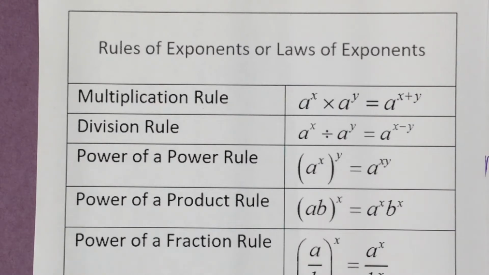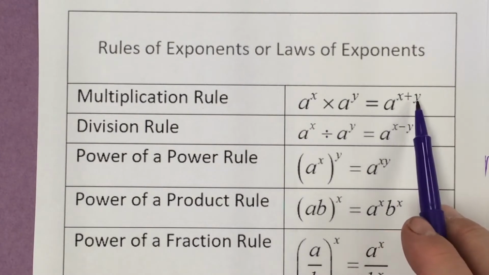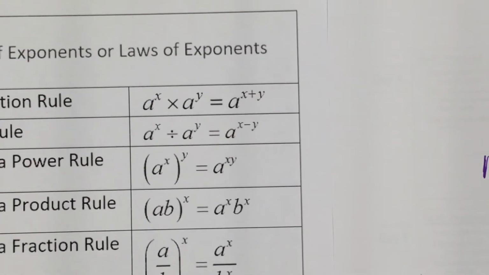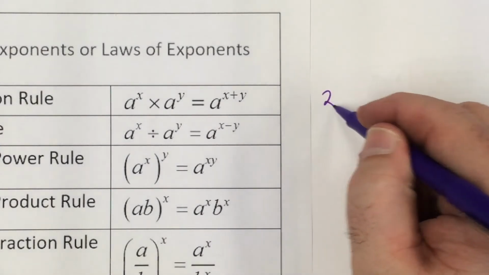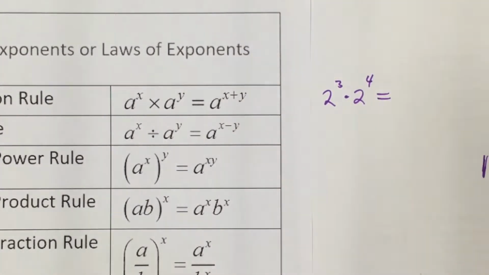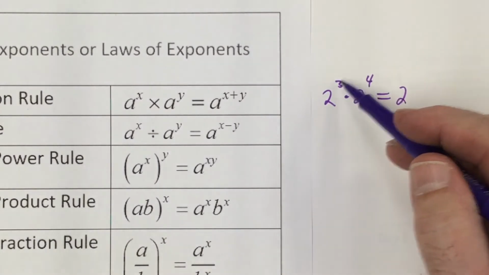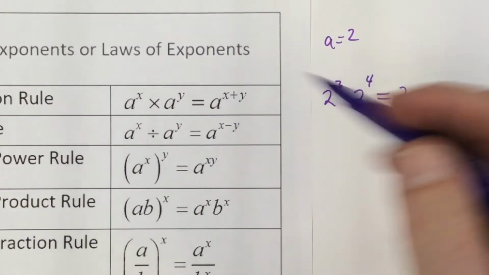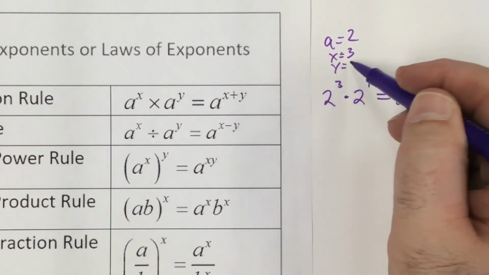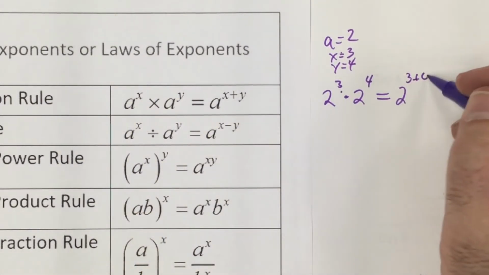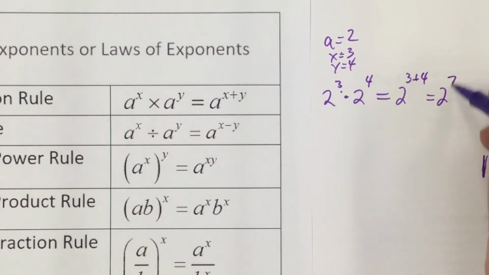Okay, so we have rules of exponents, or laws of exponents. We have the multiplication rule, such that if we have a to the x times a to the y, this is a to the x plus y. Let's give an example of what this looks like. Let's say I have 2 to the third times 2 to the fourth. The a is equal to 2 because that's the base. We have an x, the first exponent, that's equal to 3, and we have y, that's equal to 4. So this is going to be 3 plus 4, because the rule says we add these exponents together, and that's going to yield 2 to the 7th.